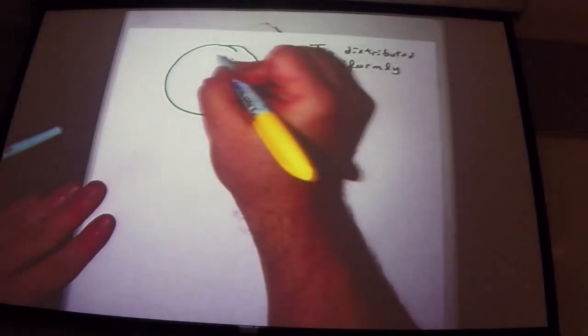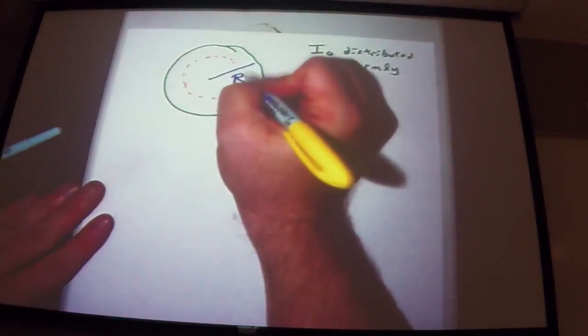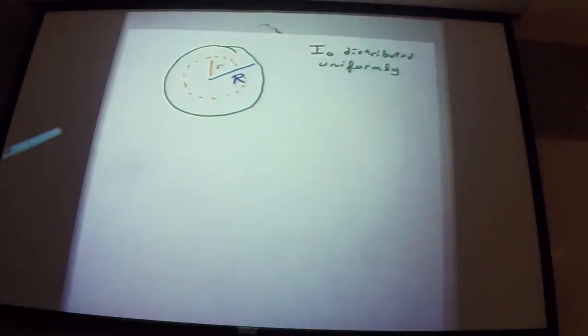So now, instead of drawing a Gaussian sphere, we draw what we call an Ampere loop, if you will. So I'm going to draw an Ampere loop centered around the middle of this. So here's my Ampere loop. My Ampere loop has the radius of little r. Now this whole thing is coming out of the page here.